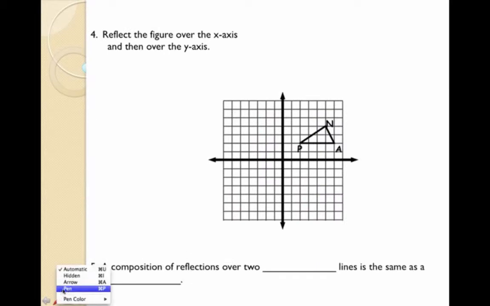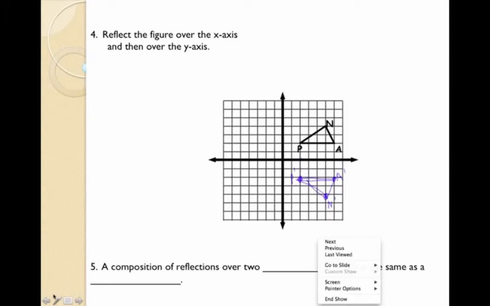Okay, so this one we want to first reflect it over the x-axis and then over the y-axis. So over the x-axis first, down to the x-axis, keep going, down, keep going. So then we have that triangle. Now we're going to take that one and flip it over.